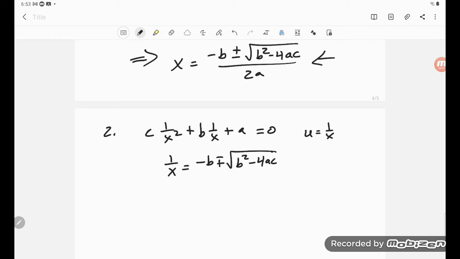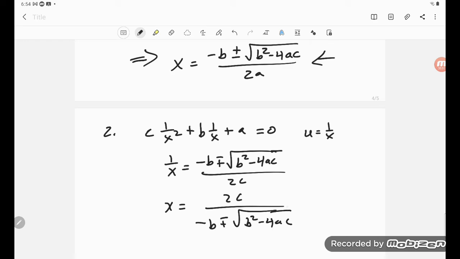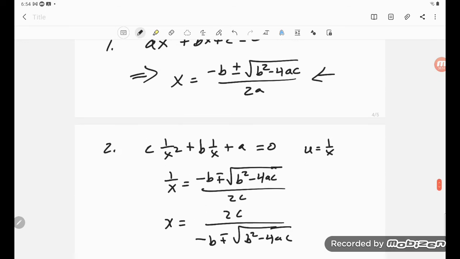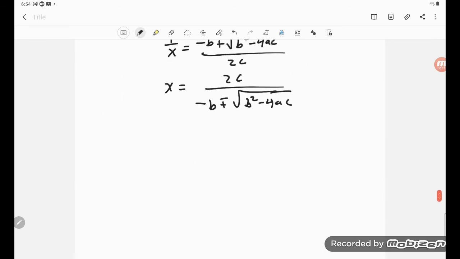So you still get the 4AC, because when I swap out A and C, it doesn't matter there, but you get a 2C here. And so that means that X equals 2C over minus B minus or plus the square root of B squared minus 4AC. And like I say, I bet you didn't realize that. But let's look at that.